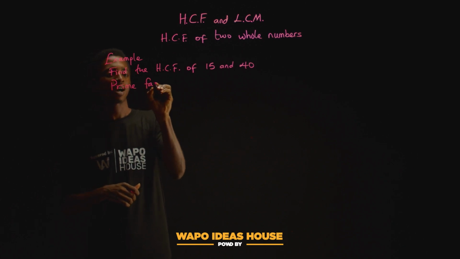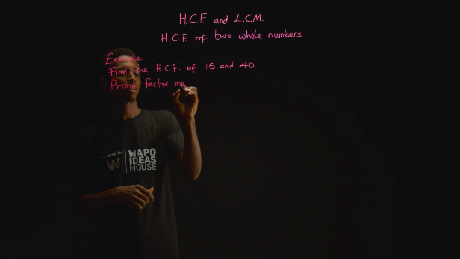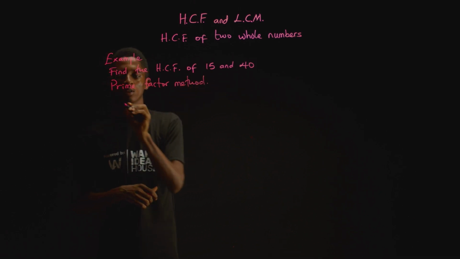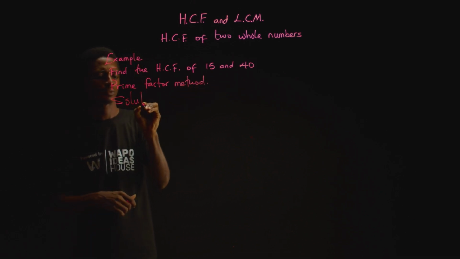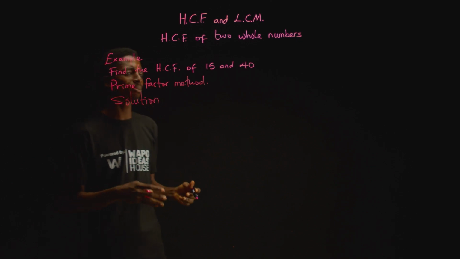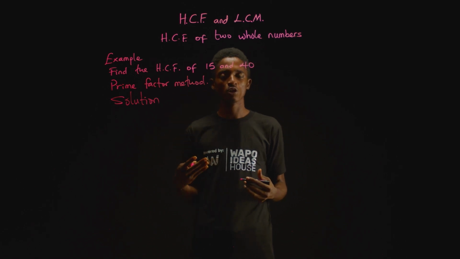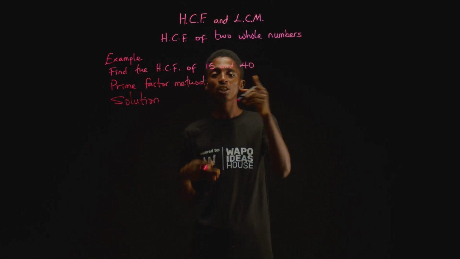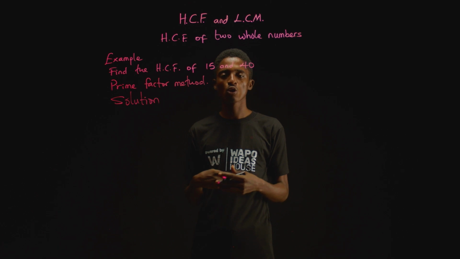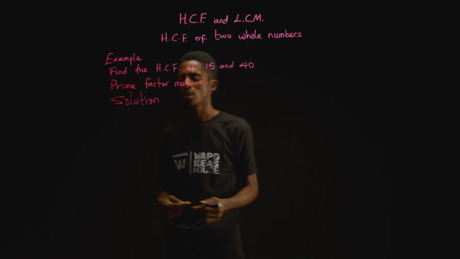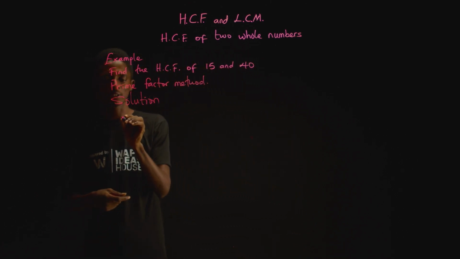Prime factor method. Solution. To apply this method, you have to find the prime factors of each of these numbers. What I mean is you express each of them as the product of their prime factors. Now, let's start with 15.